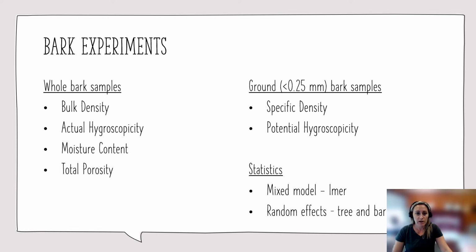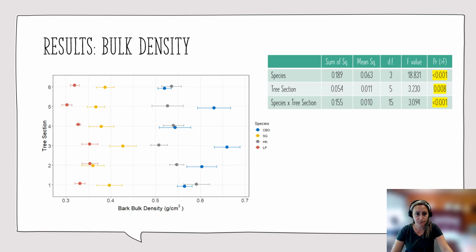We ran a mixed model analysis using the lmer function in R to understand how each property changed as a function of tree species, stem section, and the interaction between the two. Because there were 3 trees of each species and 3 bark samples from each stem section of each tree, tree and bark replicate were treated as random effects in the models.